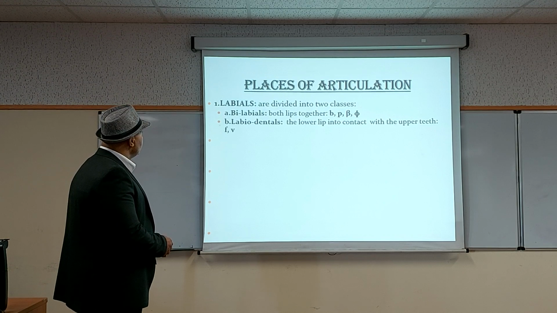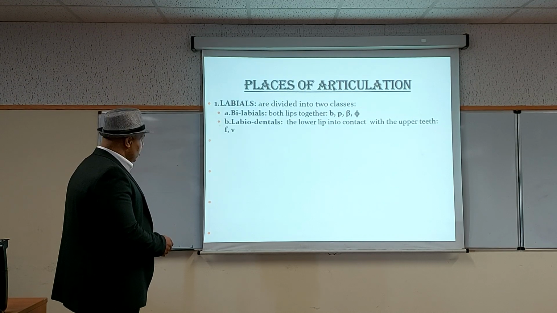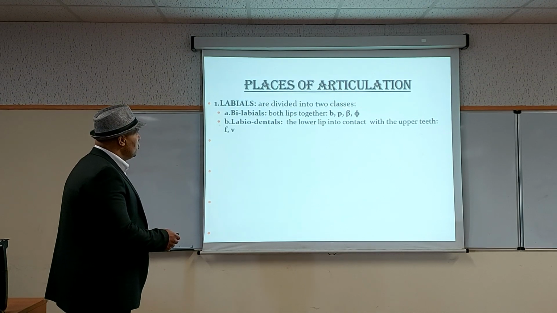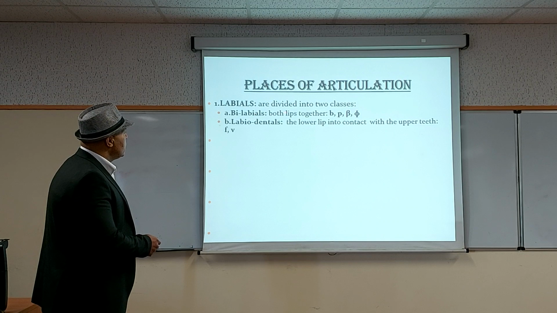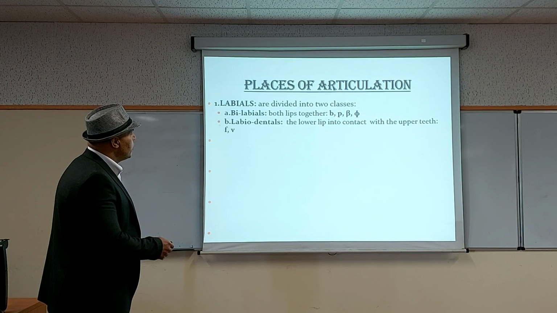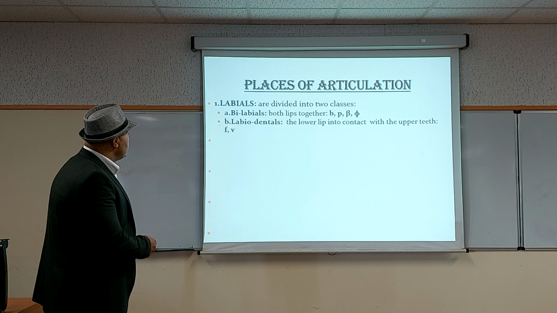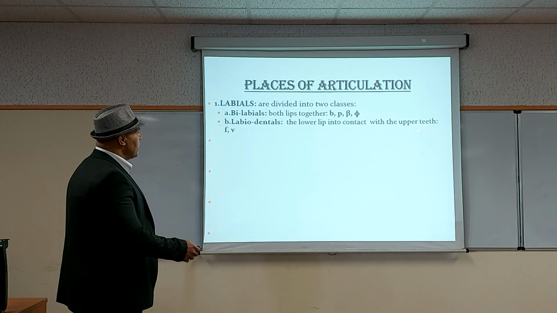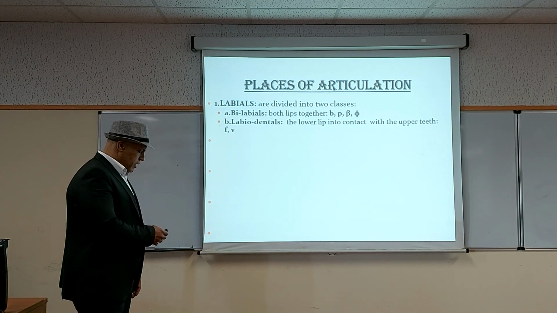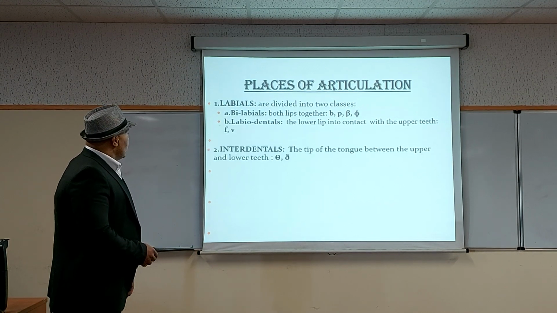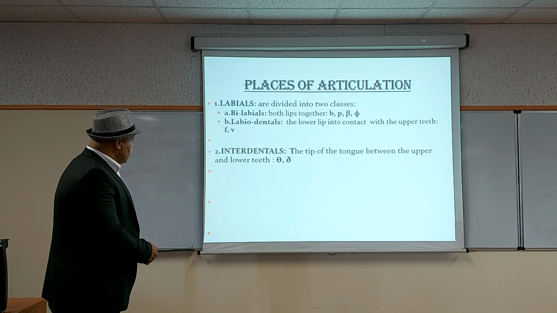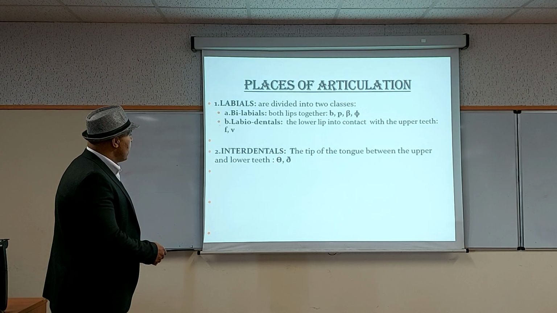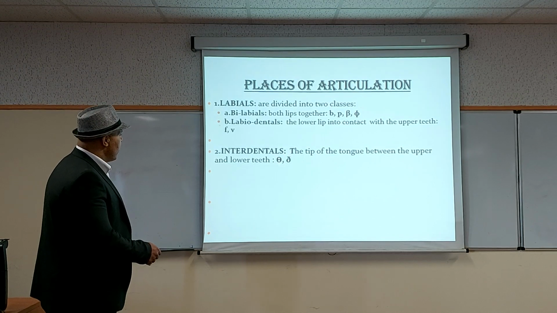They started from the very front, which are the labials. What do we mean by labials? Labials are divided into two classes. We have bilabials, where we use both lips together, like p and b. Then labiodentals, the lower lip in contact with the upper teeth when we produce f and v. Then we have interdentals, the tip of the tongue between the upper and lower teeth, as we produce th and th.